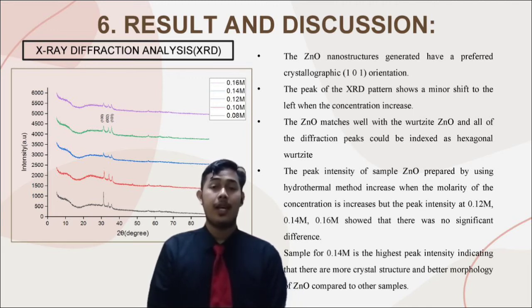The peak intensity of sample zinc oxide prepared by using hydrothermal method increased when the molarity of the concentration is increased, but the peak intensity at 0.12 molar, 0.14 molar, and 0.16 molar showed that there was no significant difference. Sample for 0.14 molar has the highest peak intensity, indicating that there are more crystal structure and better morphology of the oxide compared to other samples.